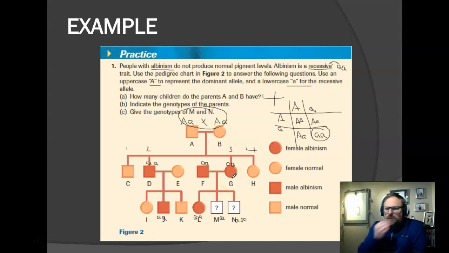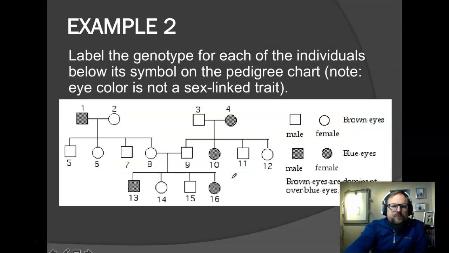They would not have albinism. Okay, so you can see how you can play with the logic in these pedigrees to try to get it to make a little bit of sense for you.